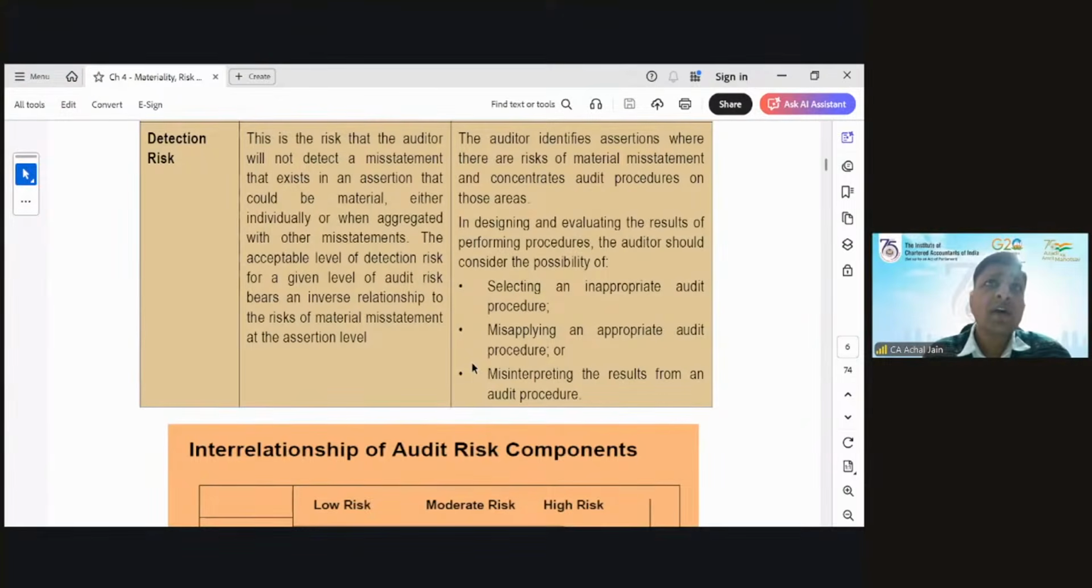when it comes to the focus of the auditor, he's only looking at the material items. Or you can say his focus is that the material misstatement should not be missed. But there's a risk. What is the risk? That the auditor may not be able to detect a misstatement that exists.